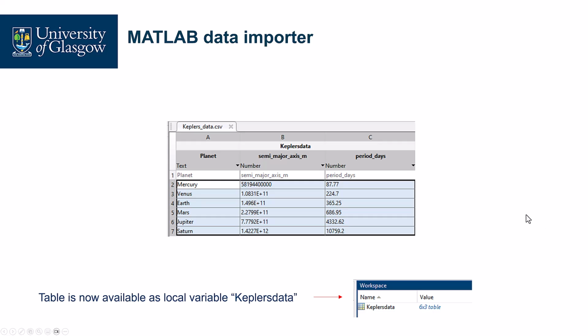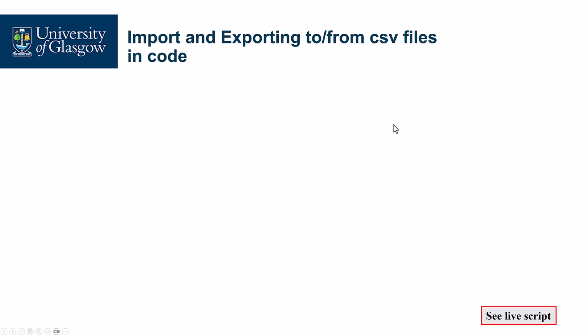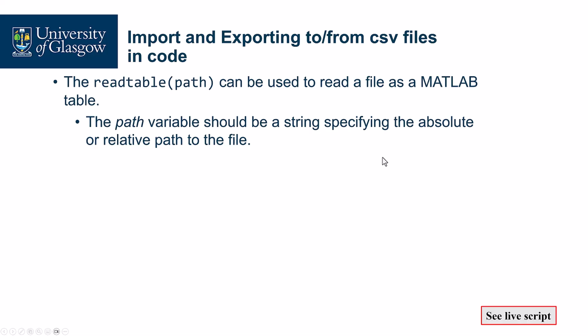So this is a way through the GUI. Another way is to write code. The corresponding function is called readtable. With parentheses, you need to input the path of the file, either an absolute path or a relative path in the current folder.